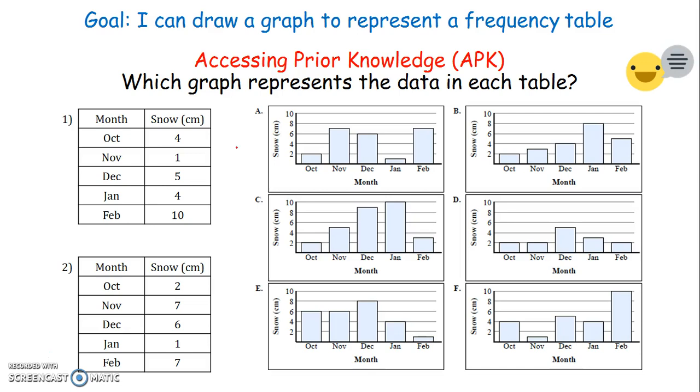You may have figured out that table number 1 corresponds to graph F. The reason is that for October you have a snow amount of 4 centimeters, and then in February you have a snow amount of 10. Table number 2 corresponds to graph A. We can look at the highest amount of snow there, which is 7 centimeters in November, and also 7 centimeters in February.